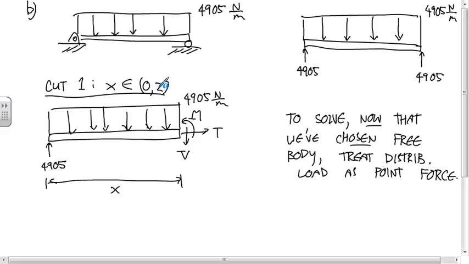If x was small, if x was 0.1 meters, then the centroid would be 0.05 meters. It'd be really close to the left. If this was close to 1.9 meters, the centroid of the distributed load would be 0.95 meters. So its location moves depending on what x is. And so when I treat it as a point force, both the location and the magnitude of that point force are going to be functions of x. They're going to depend on x.